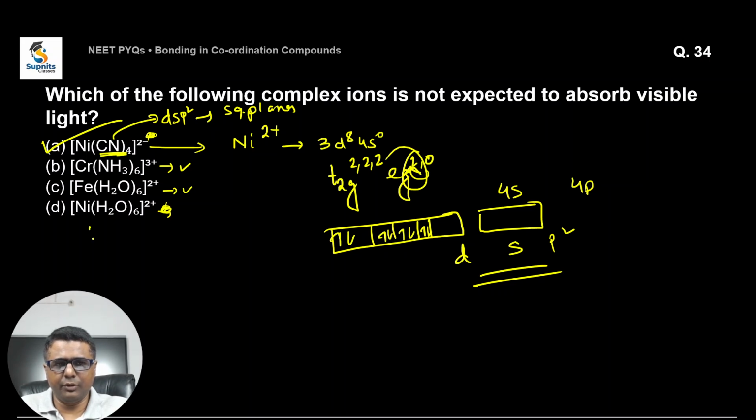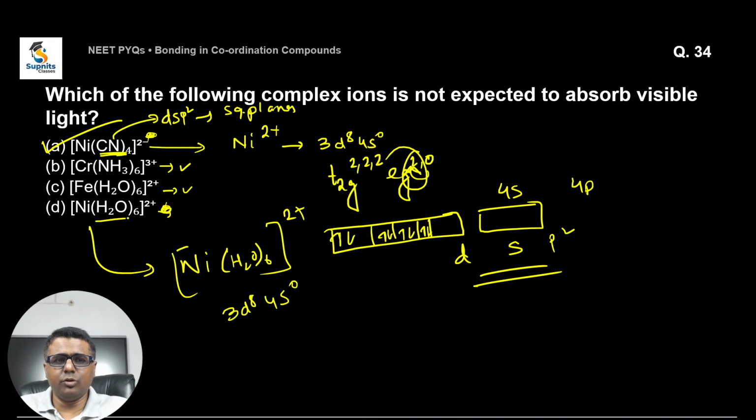You can check this one also. Ni(H2O)6, I should check this one also, right? So this is again Ni2 plus, 3D8 4s0. See here there is no strong field ligand, so there will not be any pairing. There will be unpaired electrons, so definitely this will be colored. Not expected is this one, this one is not expected.